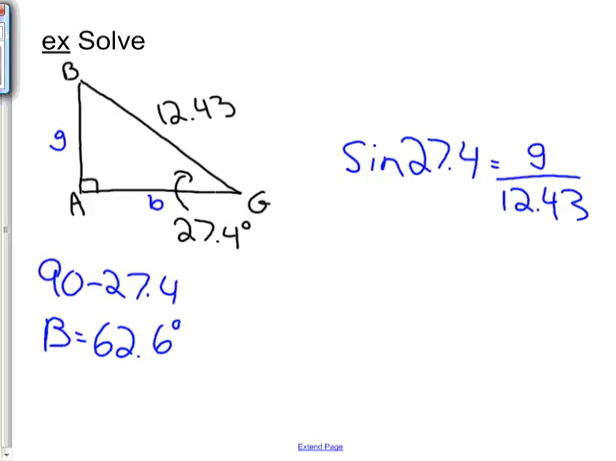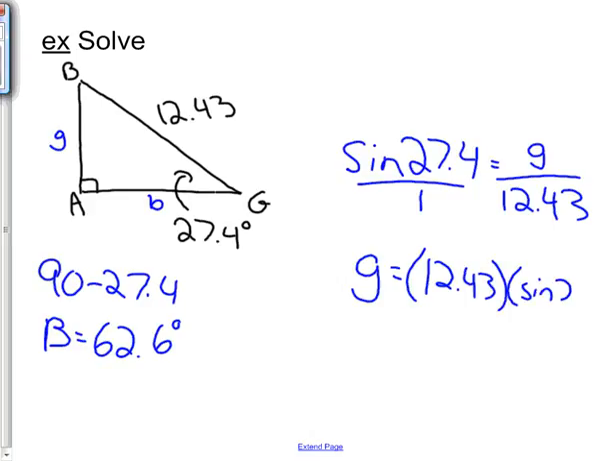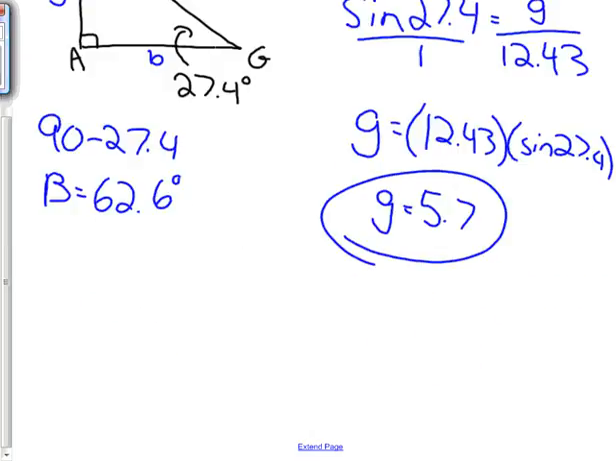Because we're going to cross multiply. This is over 1. So we do 1 times g, which is just g, and that equals 12.43 times sine 27.4. And what do you get? G equals 5.7. Is that correct? That's correct.